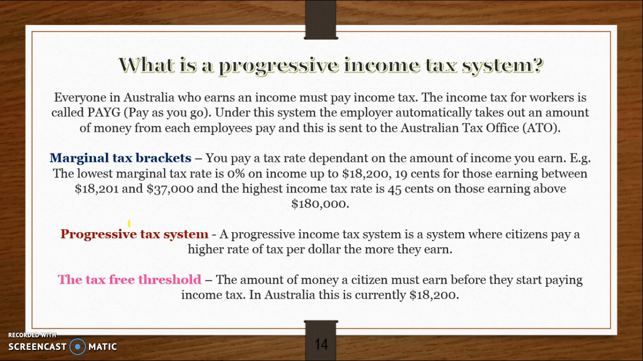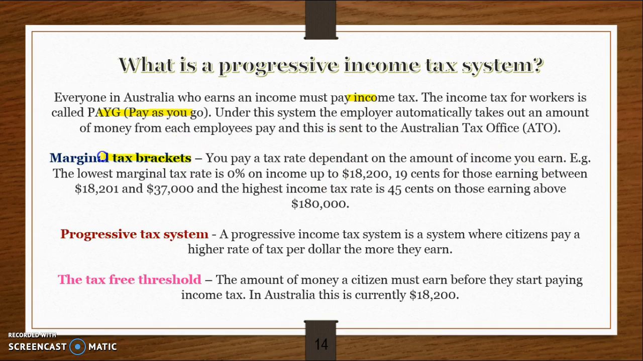So a progressive tax system: everyone in Australia who earns an income must pay income tax. The income tax for workers is called pay-as-you-go income tax, so you pay it every week. Under this system, the employer automatically takes out an amount of money from each employee's pay and gives it to the ATO. So your tax rate depends on the amount of income that you earn.